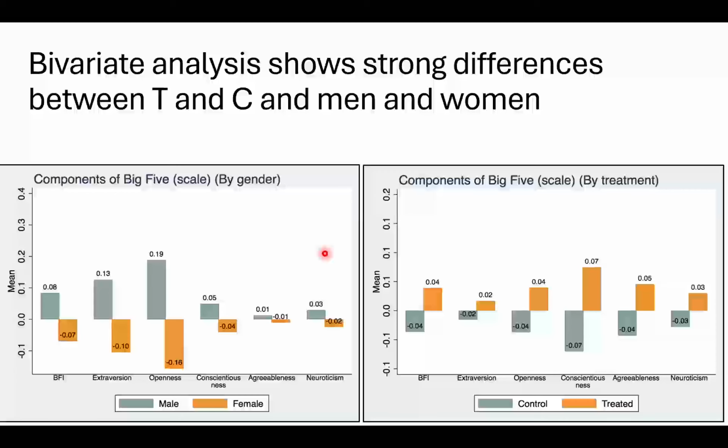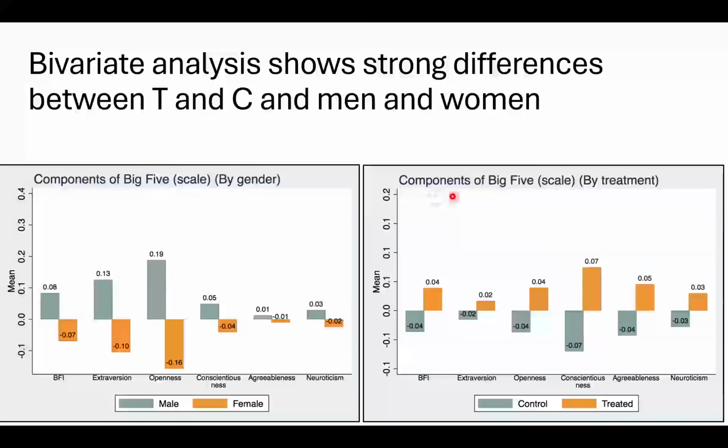But the results are really interesting. I don't know what you'll think of this, but these are just the means. Here you've got males versus females. This is the Big Five inventory, and these are the five components. It kind of makes sense that females are scoring lower than men on extroversion and openness. On the others, they're about the same. But the overall scale seems to be much higher for men than women.